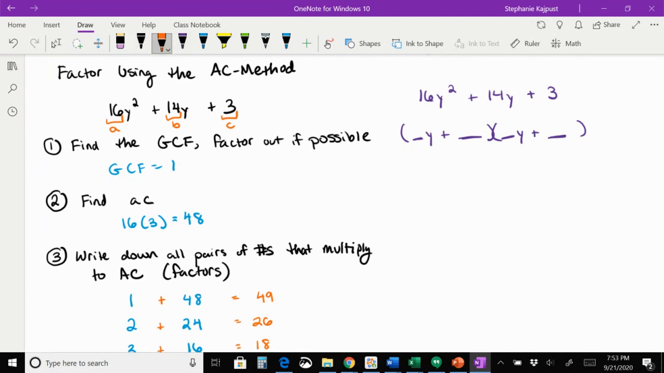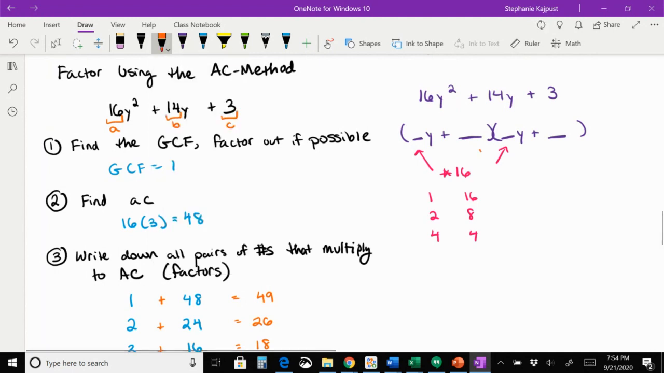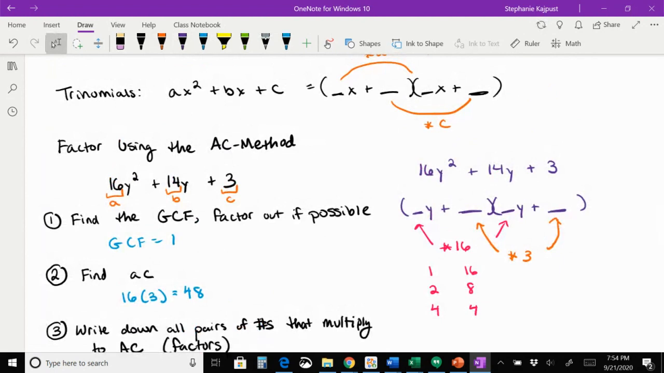Let's see, I don't want to mix up my colors here. The things in front of y need to multiply to 16, so your choices are 1 times 16, 2 times 8, and 4 times 4. The back parts need to multiply to 3, because this follows the FOIL shape here. Luckily, there's only one choice that multiplies to 3, 1 times 3.